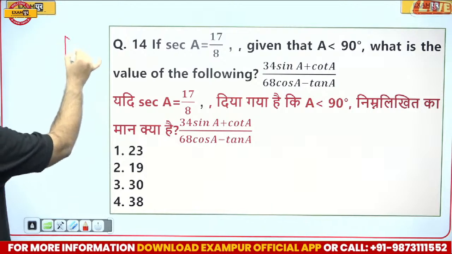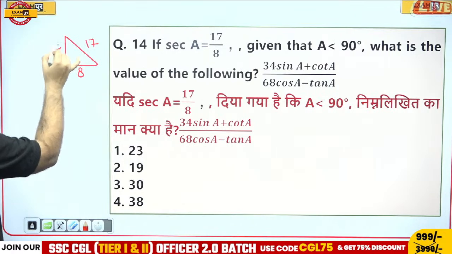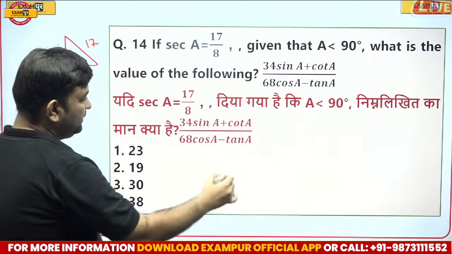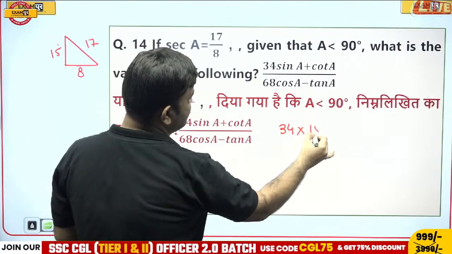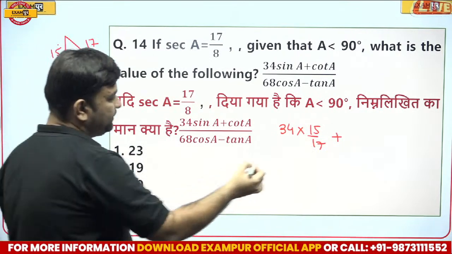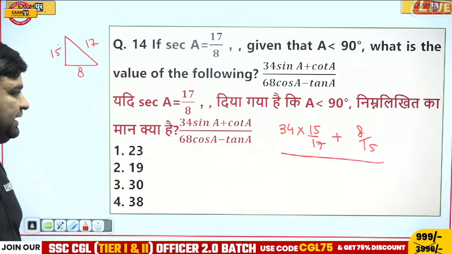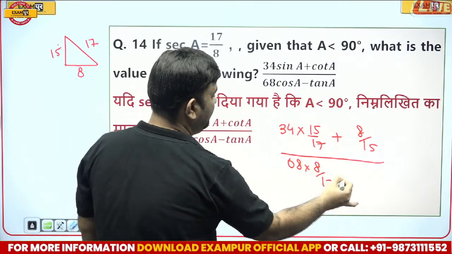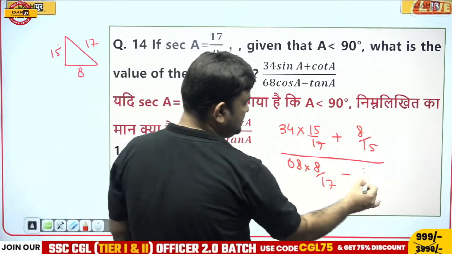Sec A is 17 by 8. Sec is hypotenuse upon base. So perpendicular is 15. 34 sin A. Sin A is 15 by 17. Cot A is base upon perpendicular, 8 by 15. 68 cos A. Cos A is 8 by 17. Minus 10 tan A. Tan A is 15 by 8.